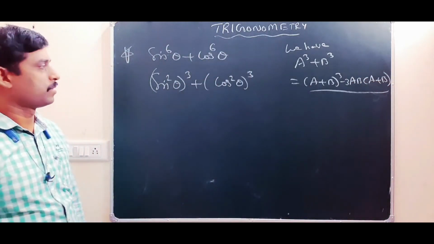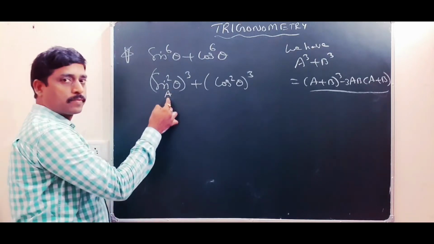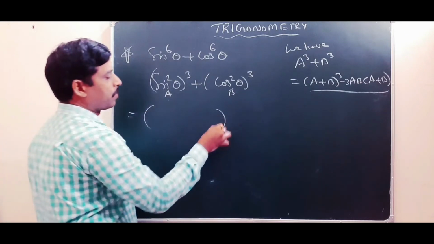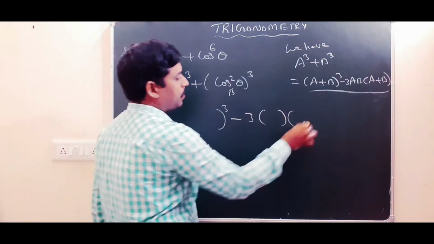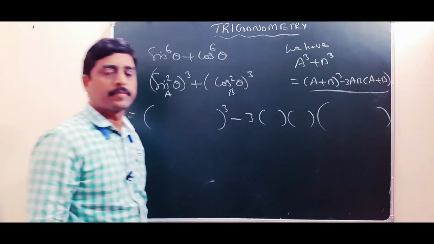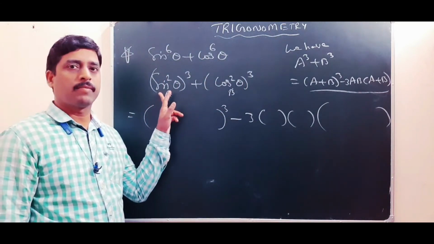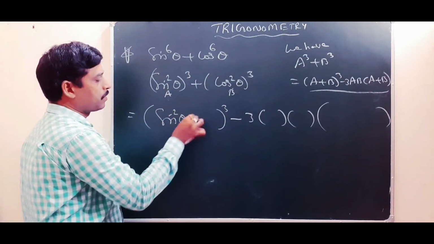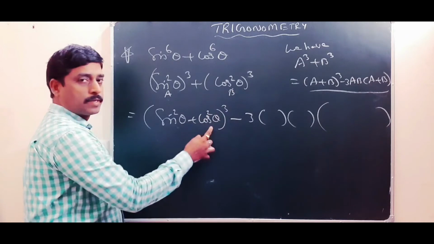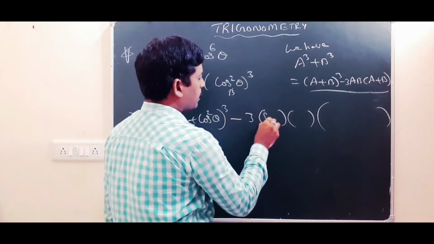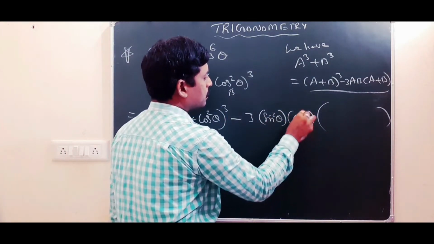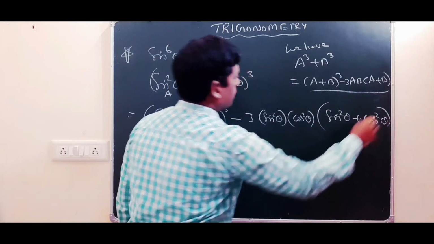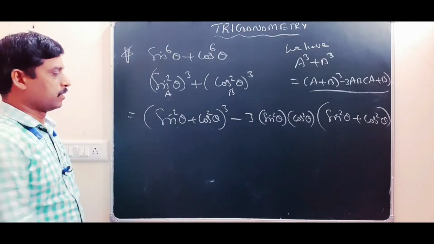Minus 3ab into a plus b. Okay, let us take a as sin square theta and b as cos square theta. So what is the formula? a plus b whole cube minus 3 into a into b into a plus b, where a and b are placed as sin square theta and cos square theta. So (a plus b) whole cube, sin square theta plus cos square theta whole cube, minus 3 sin square theta cos square theta into a plus b.